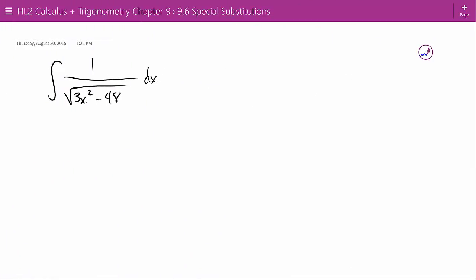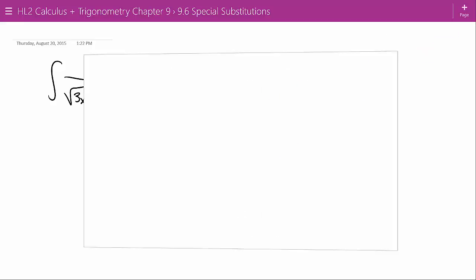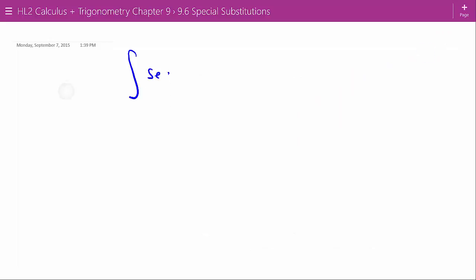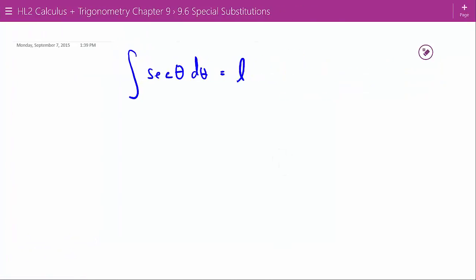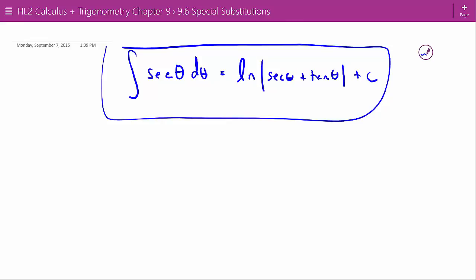Okay, so if you recall, we've looked at the antiderivative of secant theta d theta. It was equal to the natural log of the absolute value of secant theta plus tangent theta plus c. Little ditty that we're going to need in this example, so please don't forget about it.